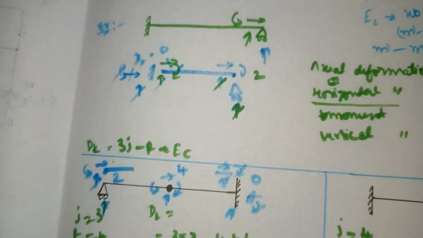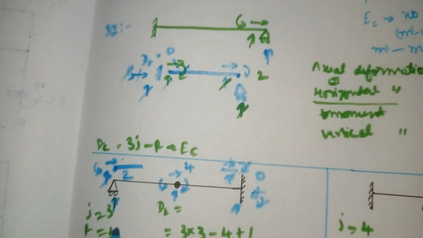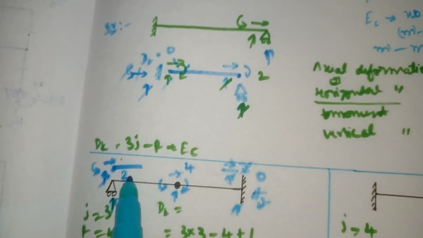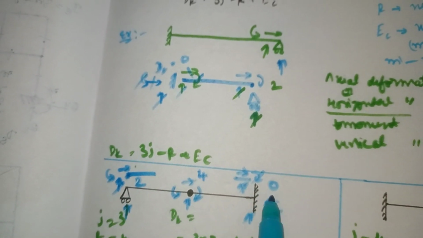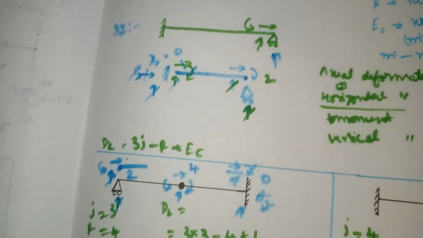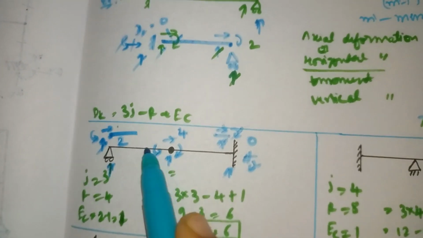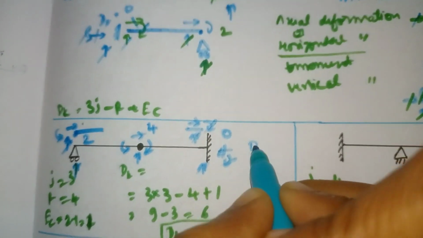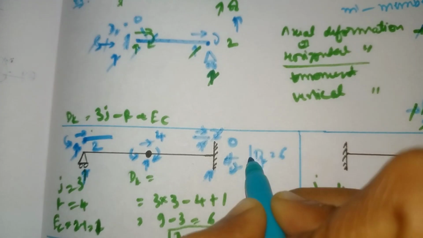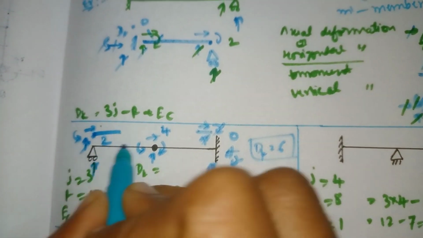So total how many dk? 2 plus 4, and here it is 0. 2 plus 4 is 6. So the dk value is 6. So our answer will be the same. For dk manually it also comes to 6, 2 plus 4.